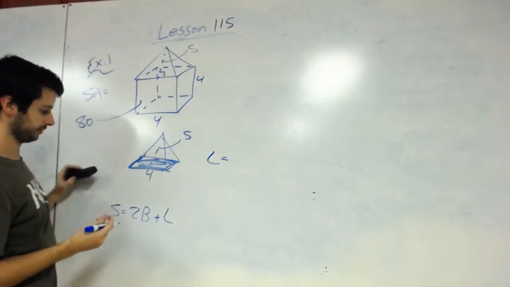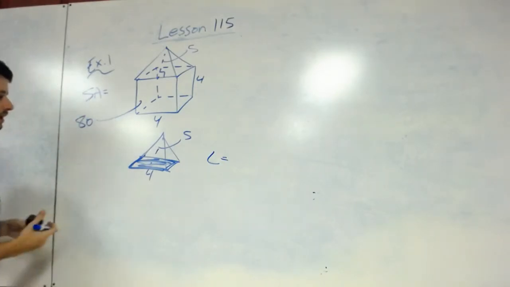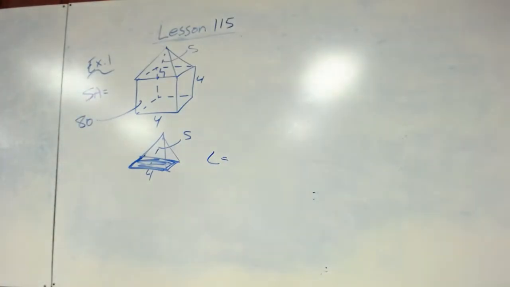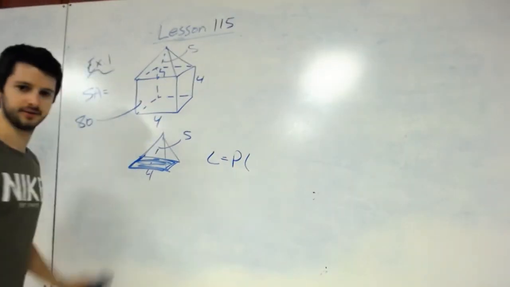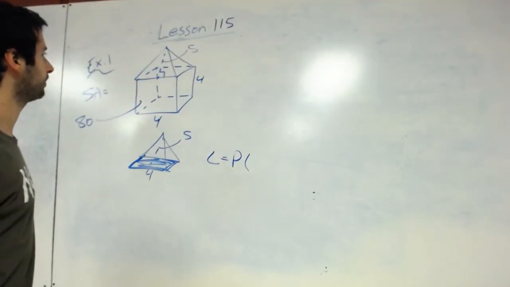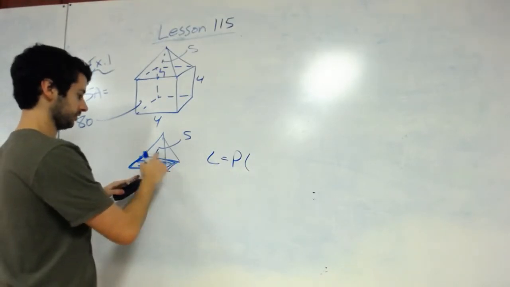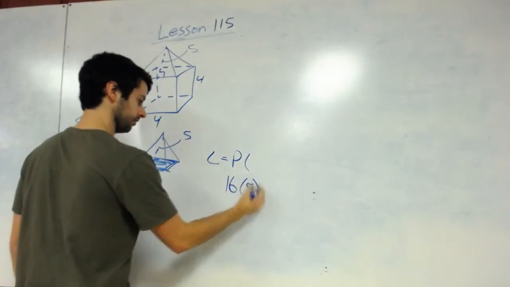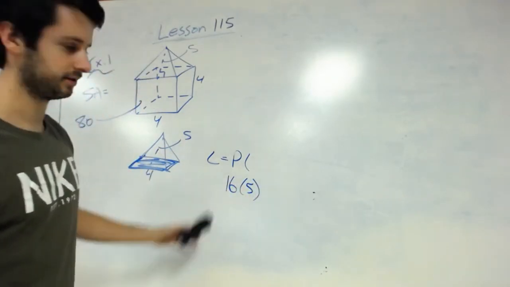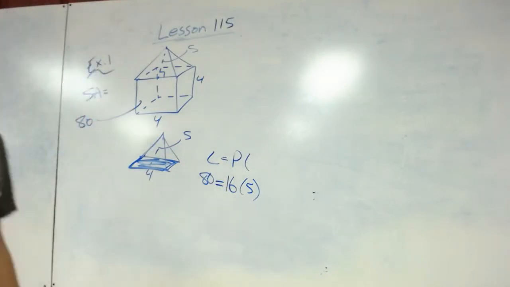So how do we find the lateral area? If you remember for a pyramid, it's actually perimeter times slant height. So the perimeter here would be 4, 8, 12, 16. Perimeter would be 16. Slant height would be 5. We actually don't use the height in a pyramid. We use the slant height. So 16 times 5 there. Also 80.